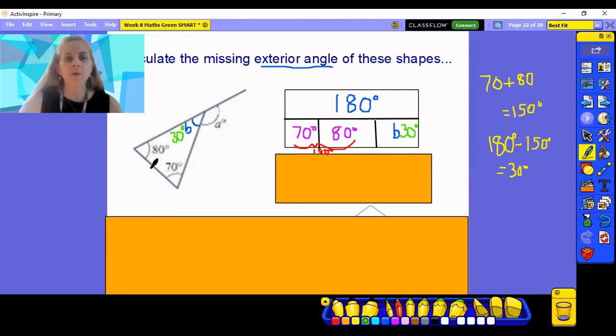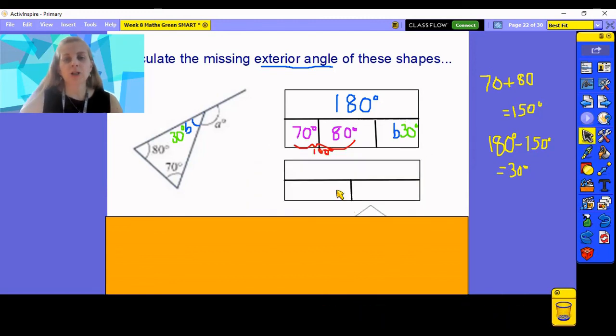So now we have all the interior angles. We can always check that by putting it back in the original adding. We could do 70 plus 80 plus 30, and it gives us our total interior angles totalling 180 degrees. Then we're going to use the same information to transfer onto a further bar model to explain what we're going to be doing.